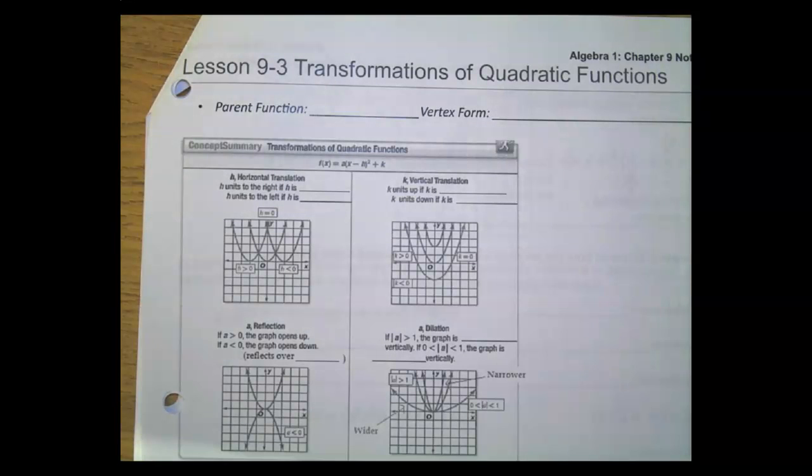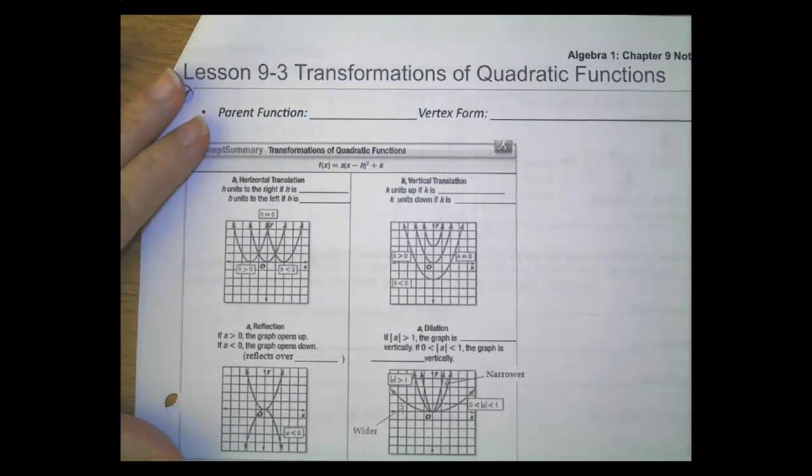A couple things here that I want to make sure you understand. In the past, you've done transformations: reflection, dilation, translation, rotation. This is a little bit different. It's got a formula that you can follow that makes this a bit easier. I think it makes it pretty easy.